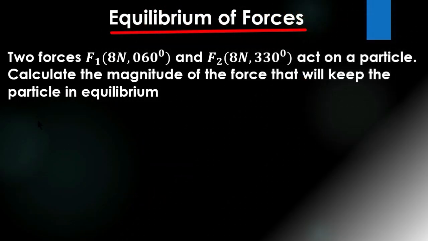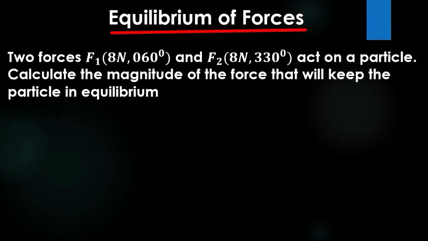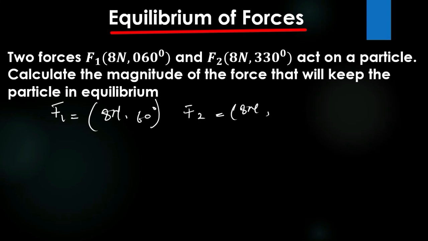Now, our question says that we have two forces, force F1, which is 8 Newton, acting at 60 degrees, and force F2, which is also 8 Newton, but acting at 330 degrees. Our question wants us to find the magnitude of the force that will keep this particle in equilibrium. Let's take the diagram first.